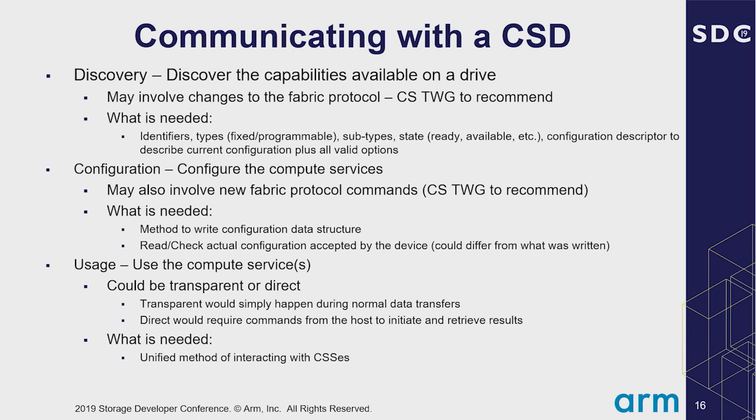But what is needed? We definitely need an identifier to say this is computational storage. We need to know the type. Is it fixed or programmable? What is the subtype? Let's say it is fixed and you've got a compression engine. You need to be able to report that that's what it is. The state being ready, available, or offline. And then, of course, some kind of configuration descriptor so you can configure that and know what all the valid options are that can be configured.